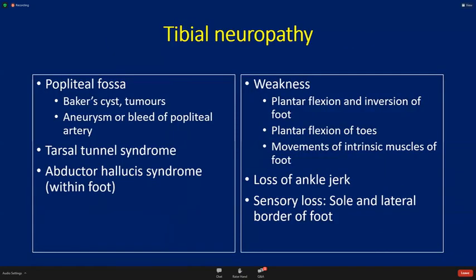So tibial neuropathy is relatively uncommon, and if it occurs, it usually occurs at the level of tarsal tunnel syndrome. When there is a tibial neuropathy, the etiology is more likely to be ischemic or vasculitic rather than a compression neuropathy. So weakness is mostly of plantar flexion of the foot and inversion of the foot and plantar flexion of the toes as well as intrinsic muscles. Ankle jerk is lost and sensory loss is along the sural distribution as well as the sole and lateral border of the foot.